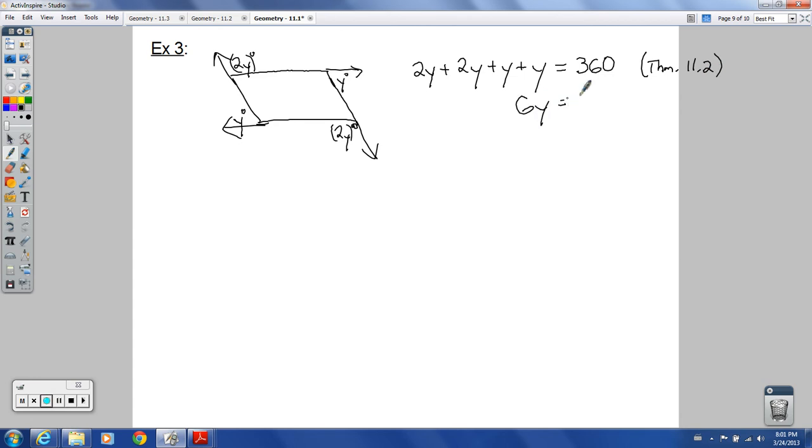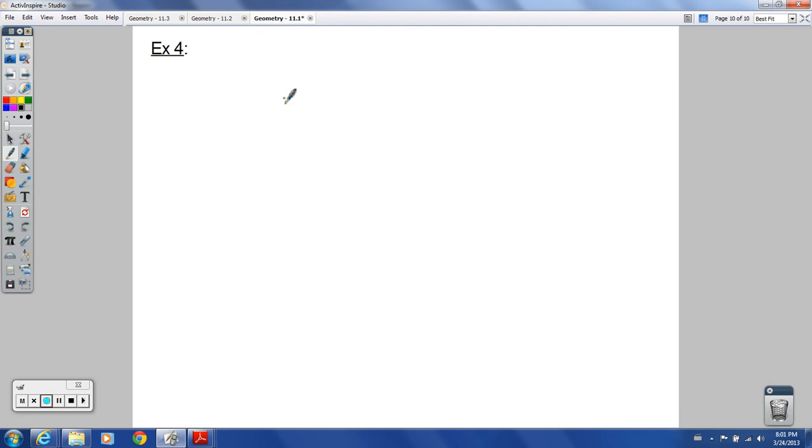Add these together, you get 6y equals 360. Divide by 6, and you've got your answer that y would be 60 right there. So I think a pretty straightforward, pretty easy one. Just remember all the exterior angles add to 360. And now, example 4, if it's regular, let's say we have a regular hexagon now. So I want you to draw your best regular hexagon.